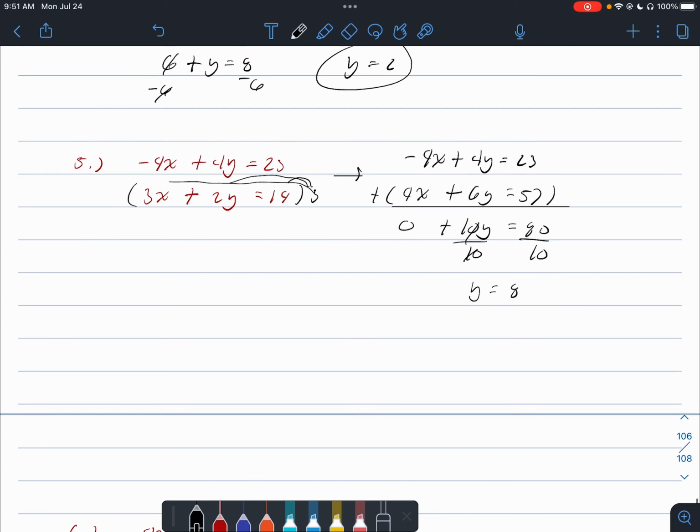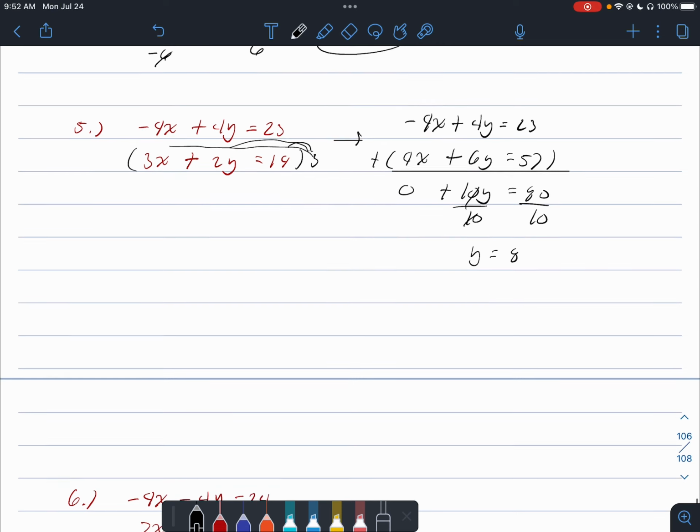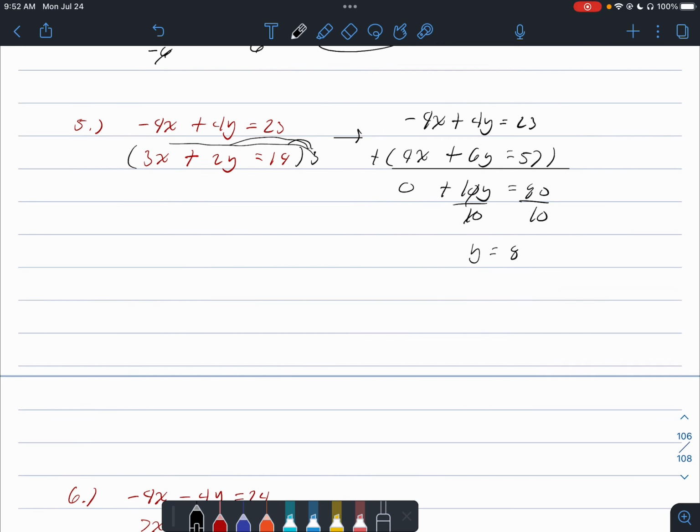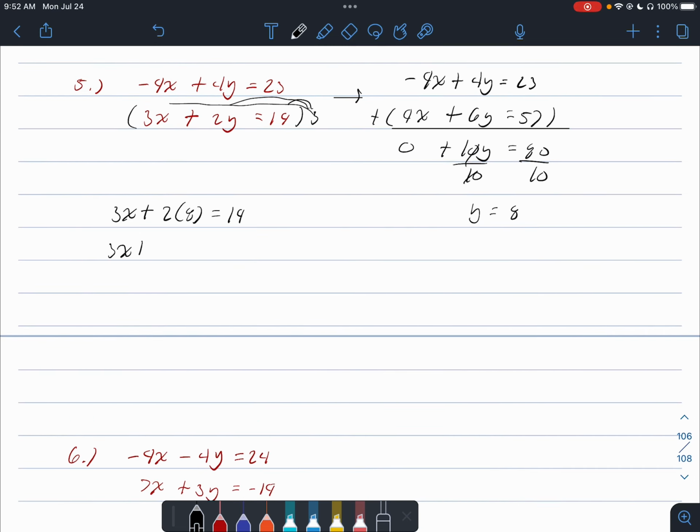Okay, so now we can take this and we can plug it into our favorite of our two equations here. And I'm thinking the second one looks probably a little easier. So we'll have 3x plus 2 times 8 is equal to 19. Or we have 3x plus 16 is equal to 19. If we take 16 away from both sides, we'll end up with 3x is equal to 3.